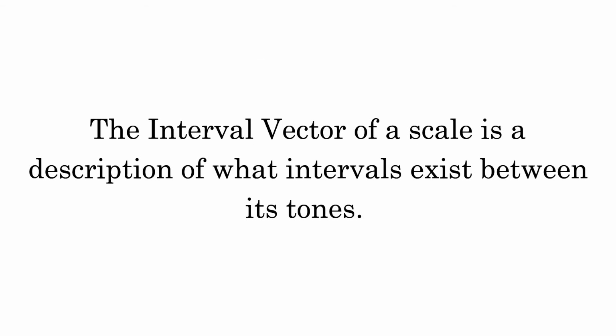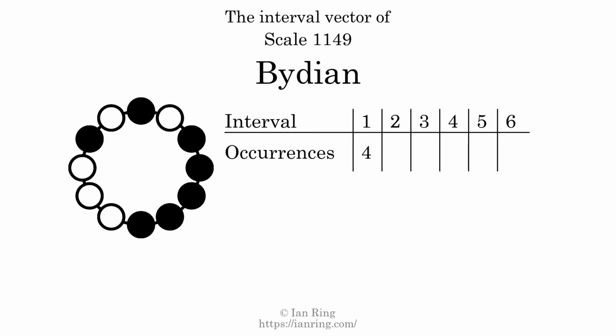The interval vector of a scale is a description of what intervals exist between its tones. There are 4 intervals with a size of 1 semitone. They are here, here, here, and here. There are 5 intervals with a size of 2 semitones. They are here, here, here, here, and here.